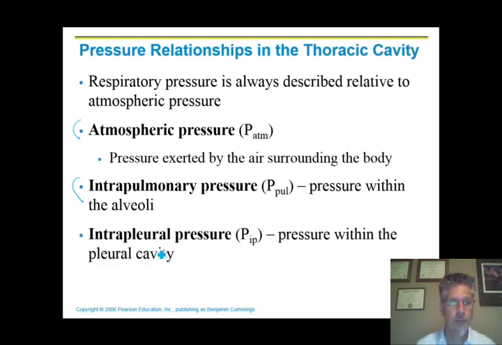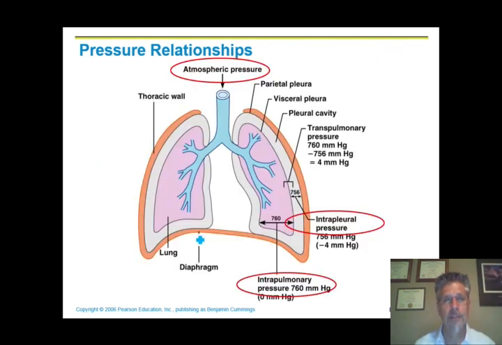Now, intrapleural pressure is also important, this pressure in the pleural cavity, but mainly making sure that the wall of the lung adheres to the wall of the cavity, because we're going to contract muscles that are going to move the wall of the cavity, and the lungs need to be able to follow and not hang limp in the pleural cavity.